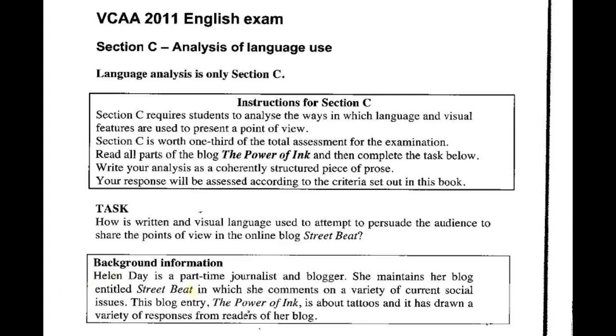So let's have a look at that. Helen Day is a part-time journalist and blogger. Okay, so she's a blogger. She maintains her blog entitled Street Beat, in which she comments on a variety of current social issues. So it's a current social issues blog. This blog entry, The Power of Ink, is about tattoos, and it has drawn a variety of responses from readers of her blog. So obviously that's something which helps us. It is about tattoos, and it's on a blog, so we know the media source immediately.